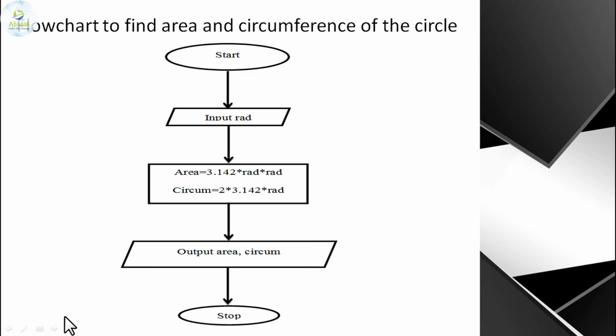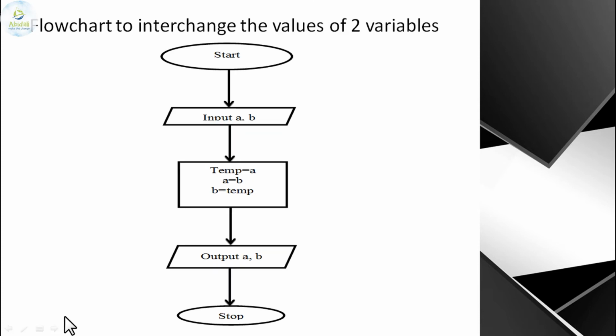The input is taken in the parallelogram. The output is given in the parallelogram. So what are we going to output? Area and circumference. It has been capitalized. You can make it capitalized or lower case, but do it consistently everywhere, because case sensitivity also matters. So this is how the flowchart will look. Then after displaying the result, we move to the stop, ending the flow of the program.